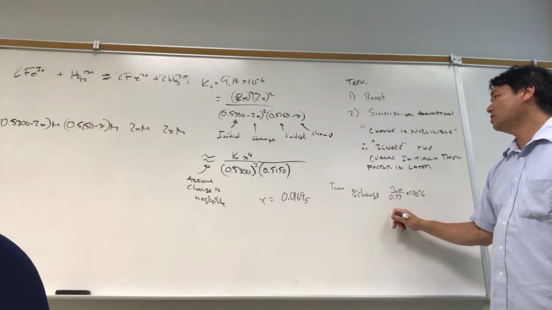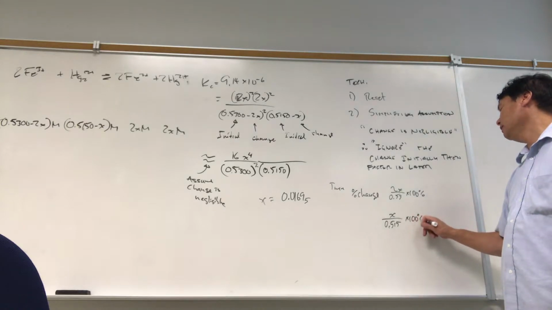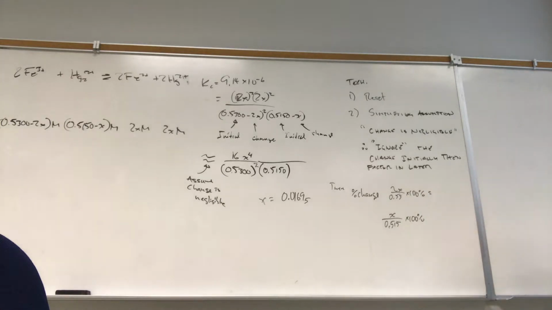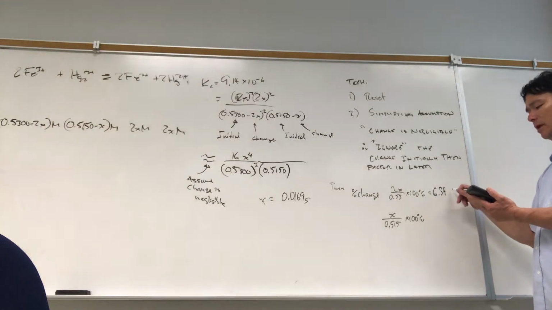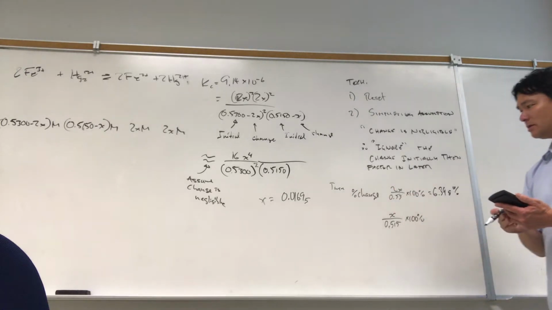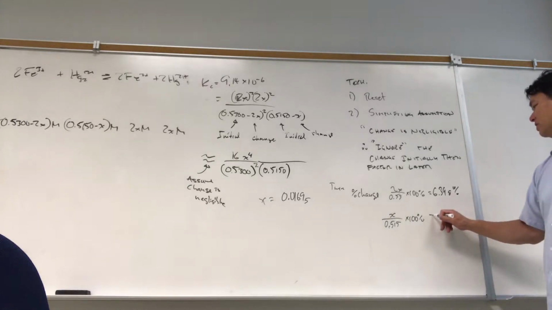For the other one, it's going to be x over 0.515 times 100. And so in the first term here, the percent change is, I'm going to multiply this by 2 times 2, and then divide it by 0.53 times 100, and that gives me a percent change of 6.398%. Okay, then we'll do it on the bottom one here. The x is 0.1695 divided by 0.515 times 100. 3.29% change.